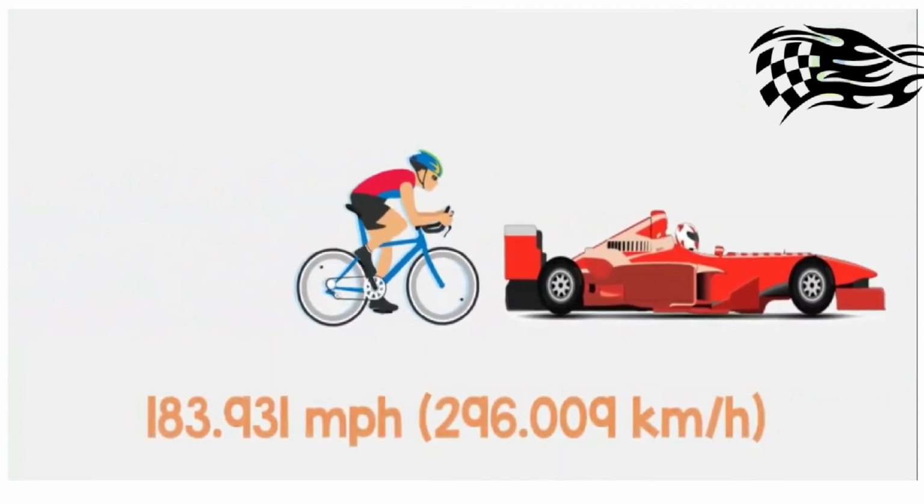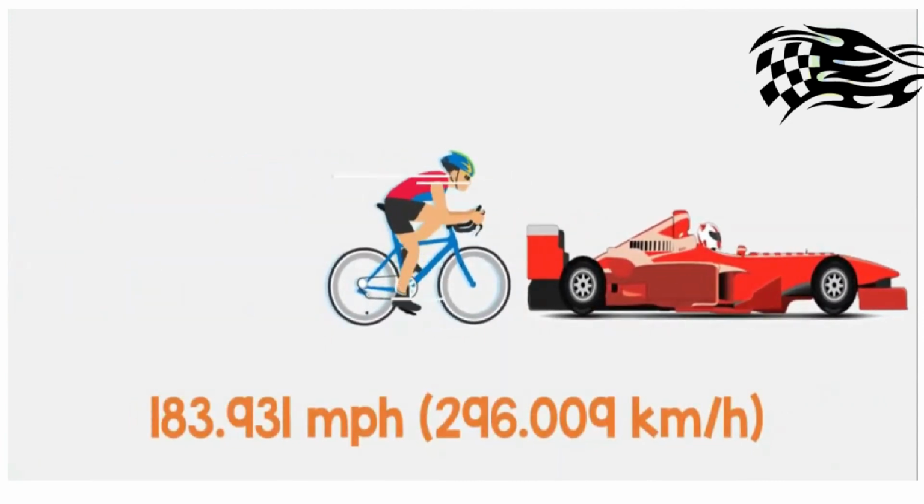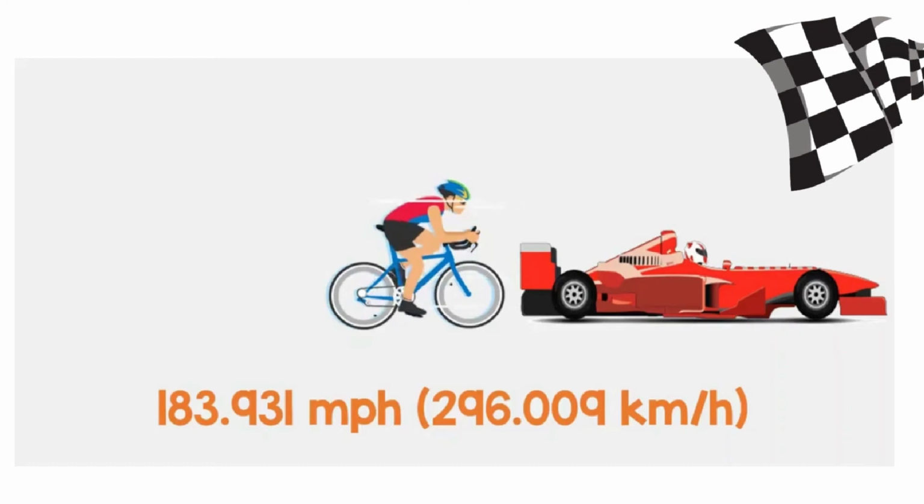And from that, everything was history as she achieved 183.931 miles per hour or 296.009 kilometers per hour. She was instructed to not go over 175 miles per hour as it was very risky. But she took the risk and set the world record as the fastest human ever to ride a bicycle.